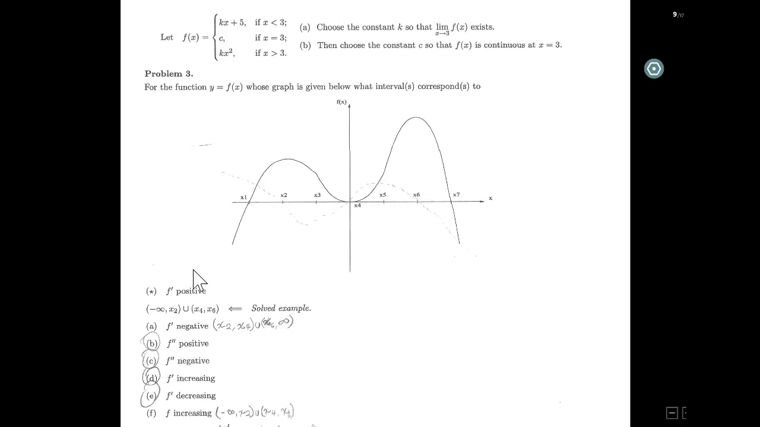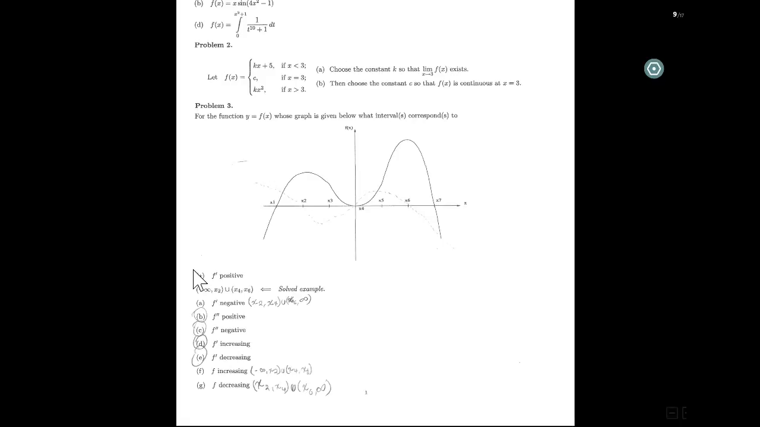Let's circle these. Problem 3: for the function y equals f of x, whose graph is given below, what interval corresponds to f double prime being positive? This is where it's concave up. So where does it appear to be concave up? I'm going to say from x3 to x5. We want to think of right in the middle of where it's concave down and switches to concave up.